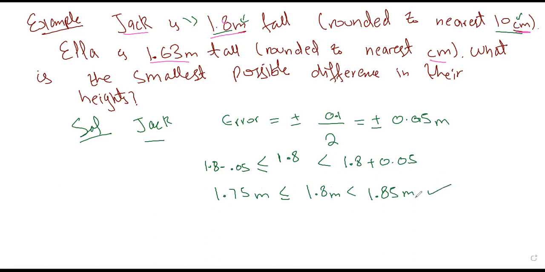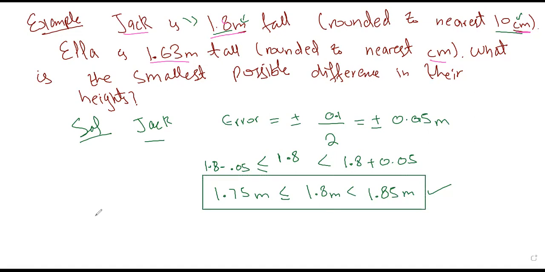Okay, so Jack की जो height है ना, it could be 1.75, 1.76, 1.79, it could be 1.8, it could be 1.82, 1.83, 1.84, but not 1.85. Okay, so this should be clear. Okay, so this is what we have for Jack. Let's talk about the other one, that is Ella.